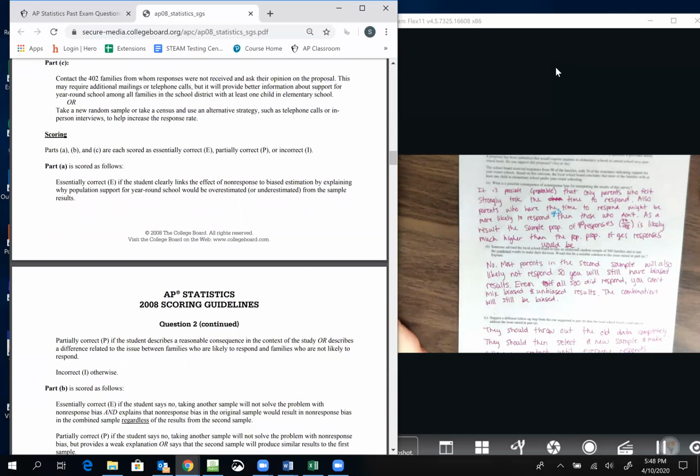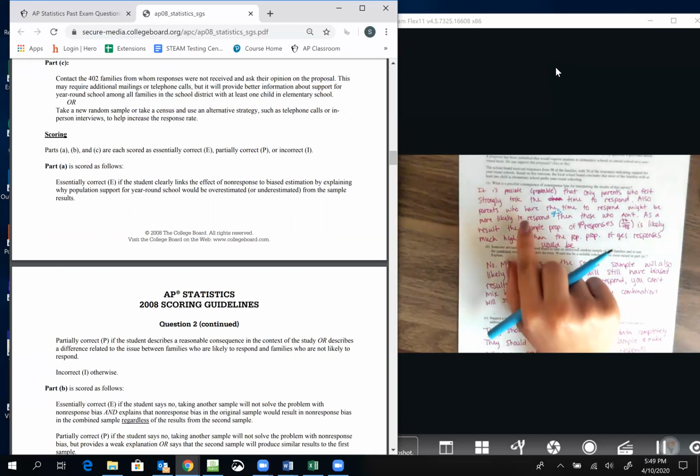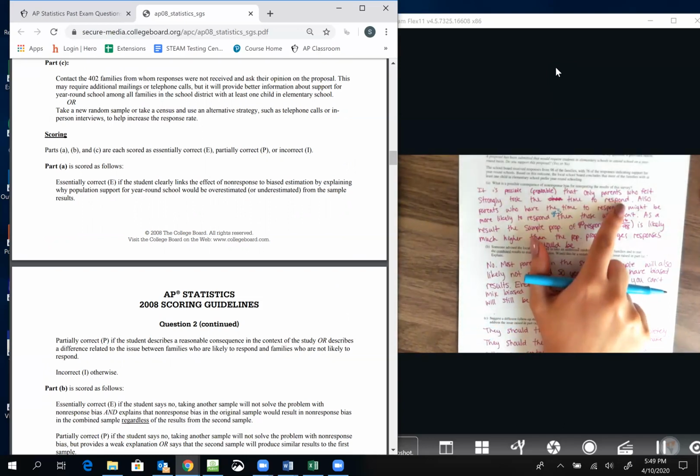Essentially correct if the student clearly links the effect of non-response to biased estimation by explaining why population support for year-round school would be overestimated or underestimated from the sample results. So you need to indicate from your explanation that it's an overestimation or an underestimation. That first sentence is probably not enough to get essentially correct.